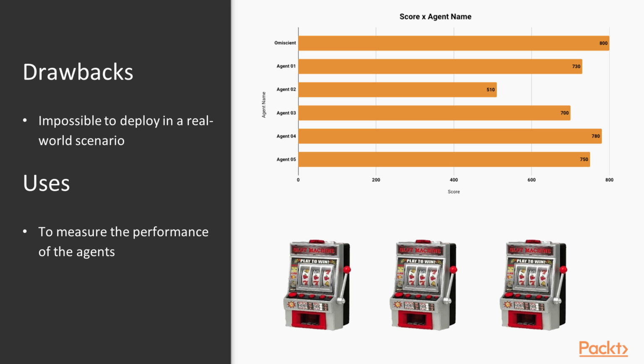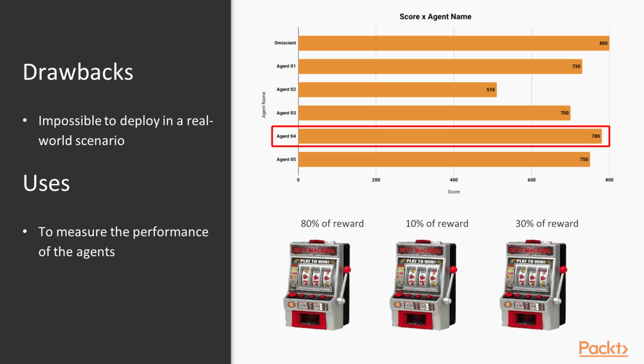However, we know that a real agent doesn't know the value of the probability of success from each bandit machine in advance. For this reason, each agent has developed a unique strategy to infer this value through the trials. The agent with the best strategy will get almost as much score as the omniscient agent, here represented by the agent 4. I hope that makes sense for you.